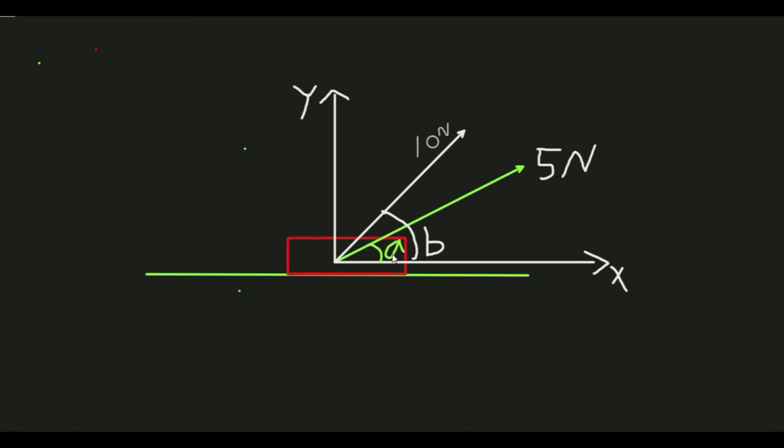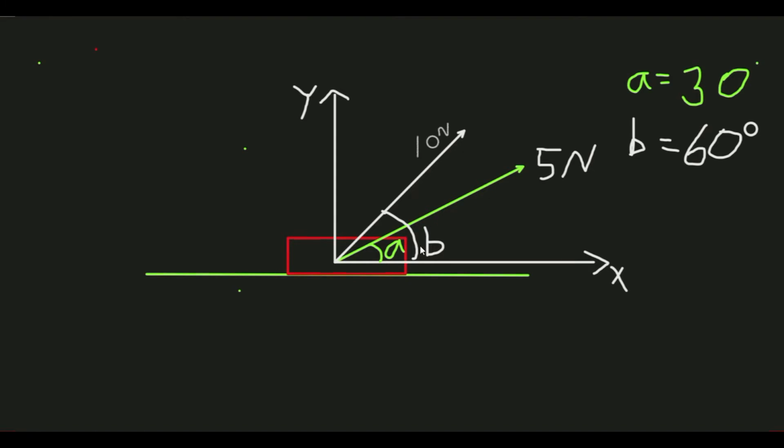Okay, so first of all, let's assign A and B some values. Let's assume that A here equals 30 degrees, and let's say that B that we have equals 60 degrees. Just suppose. Okay, all right, so we have B 60 degrees.